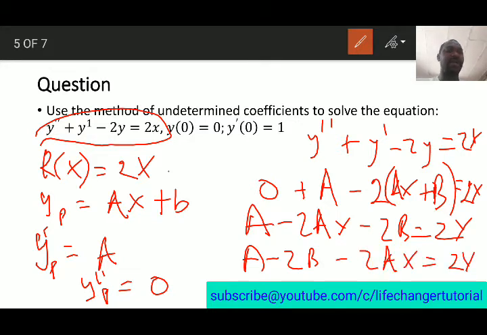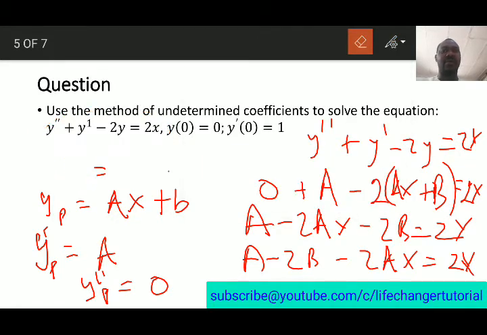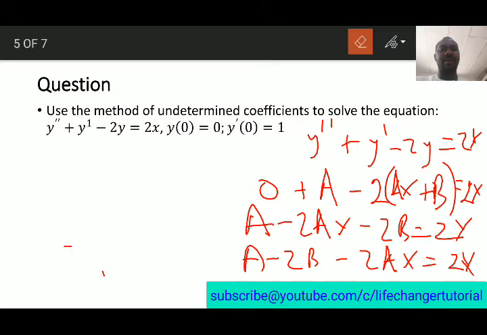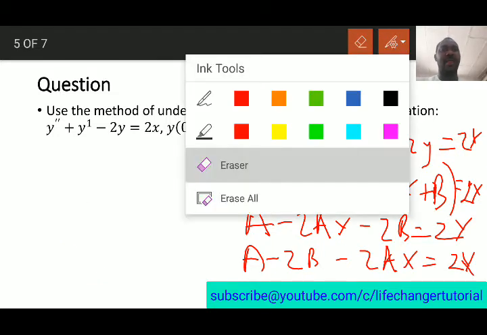Now at this point, we can find a and b. Very simple, just by comparing the constants, or comparing both sides of the equation. And if we do that, permit me to rub this other side off here. So we rub here off right now, and we continue. Okay, so this is good.